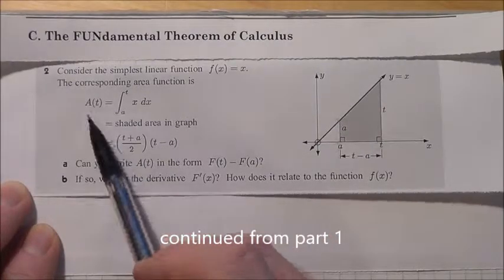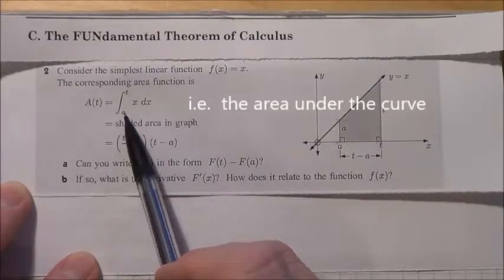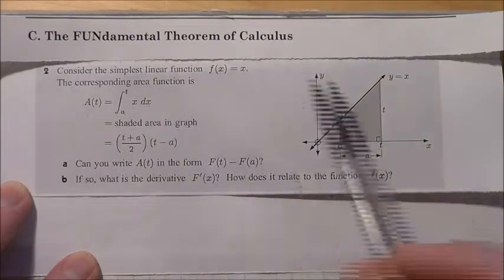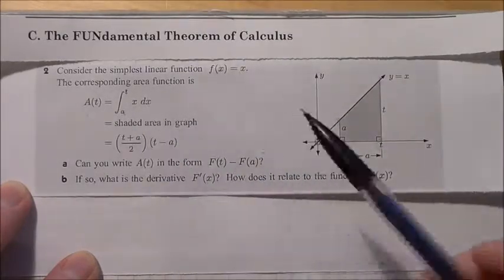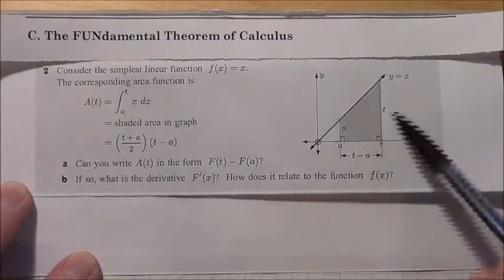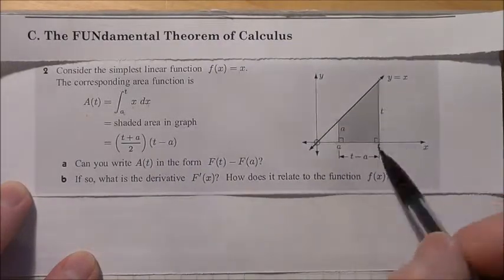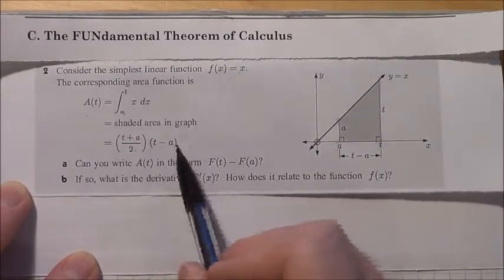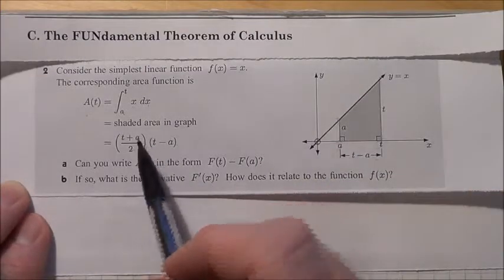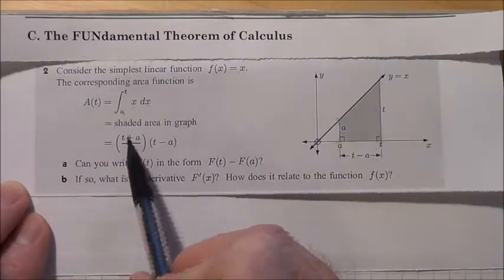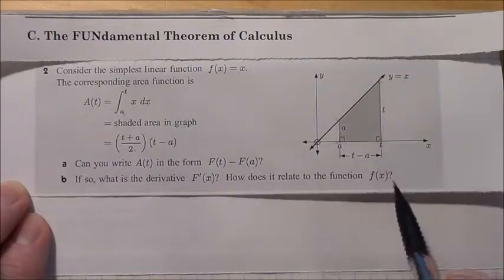So the area is calculated by taking the integral from a to t of x dx. And this is y equals x. That's the original function. And so that area, of course, is the shaded area under the graph. So (t plus a) divided by 2 multiplied by (t minus a) is the formula for the area of a trapezium, or a trapezoid. So the two parallel sides, we're going to add them together, divide by 2, and multiply by the height between the two.